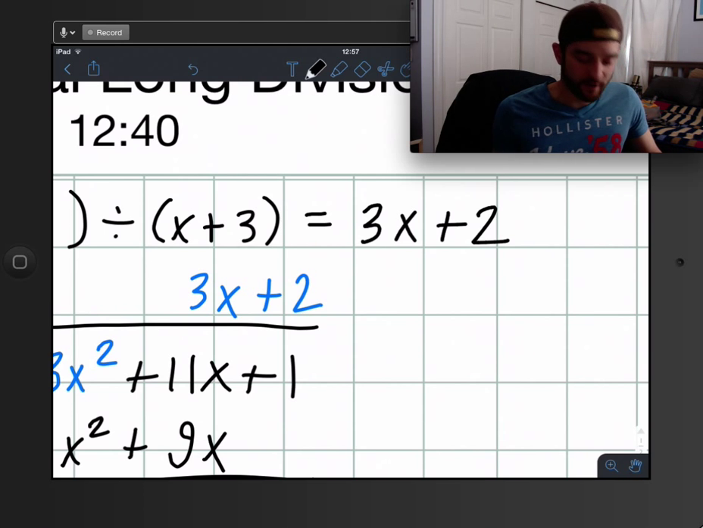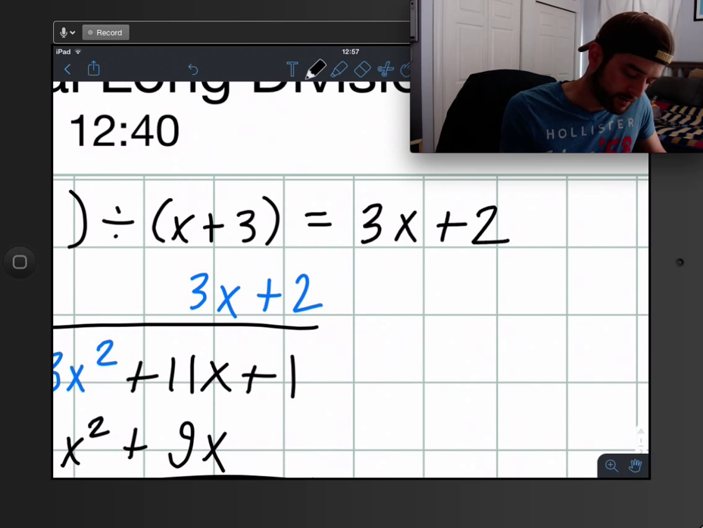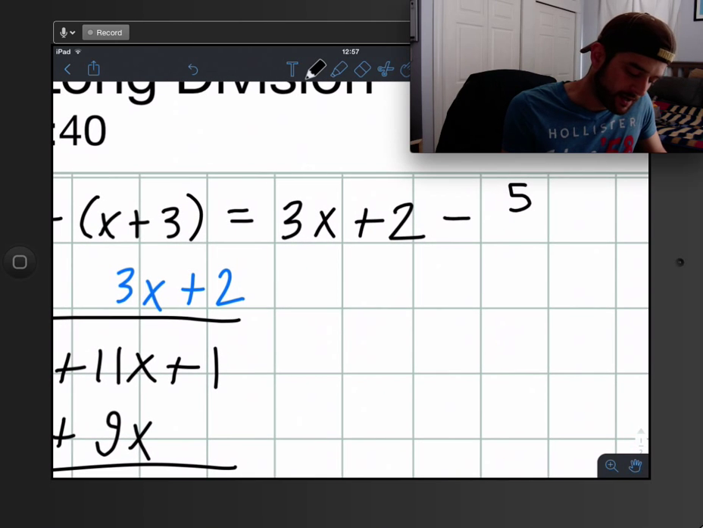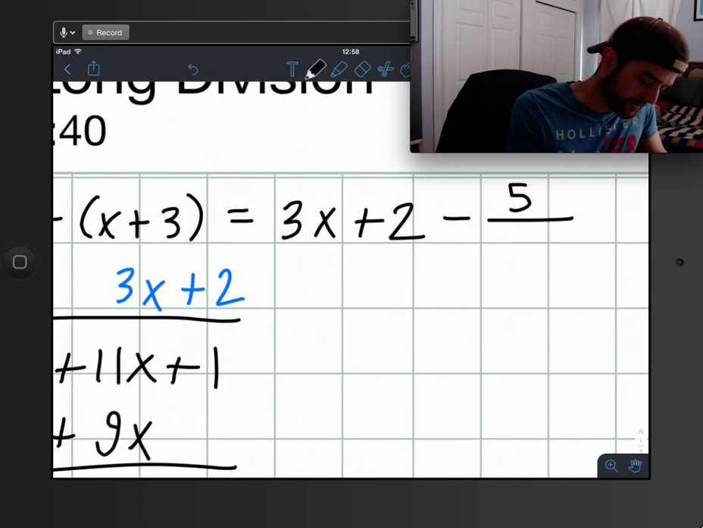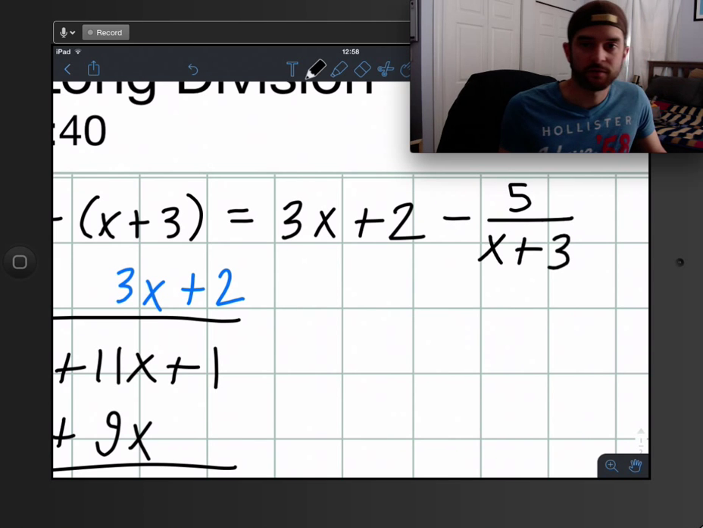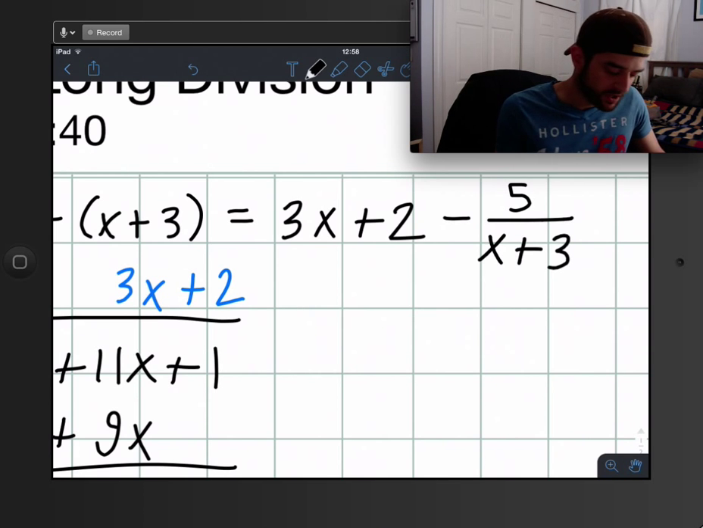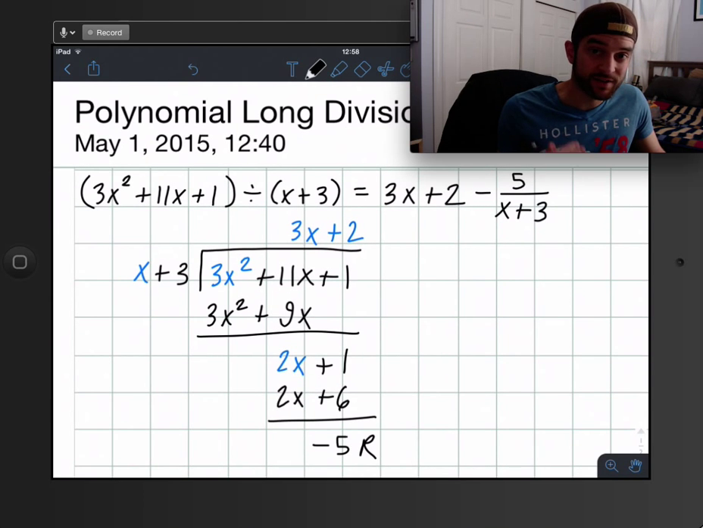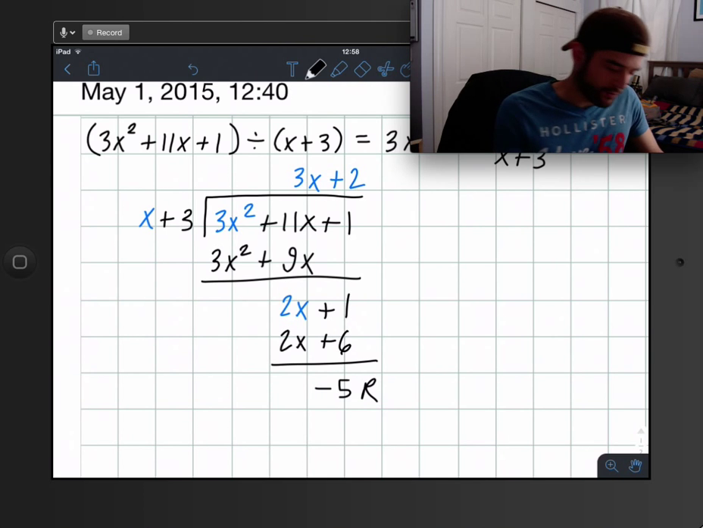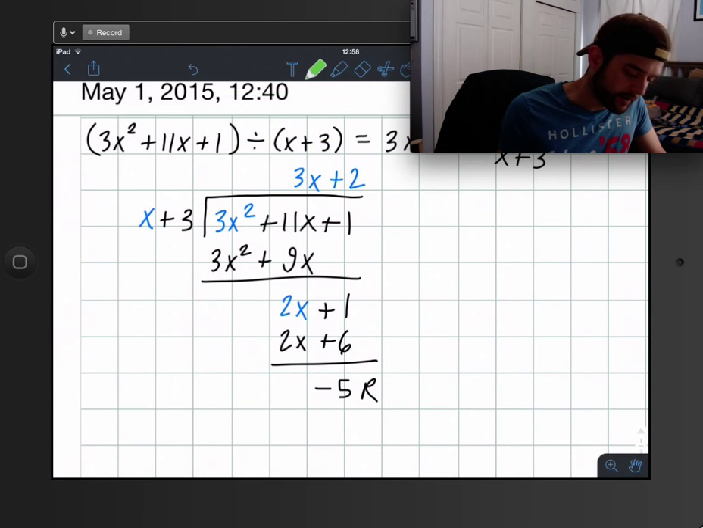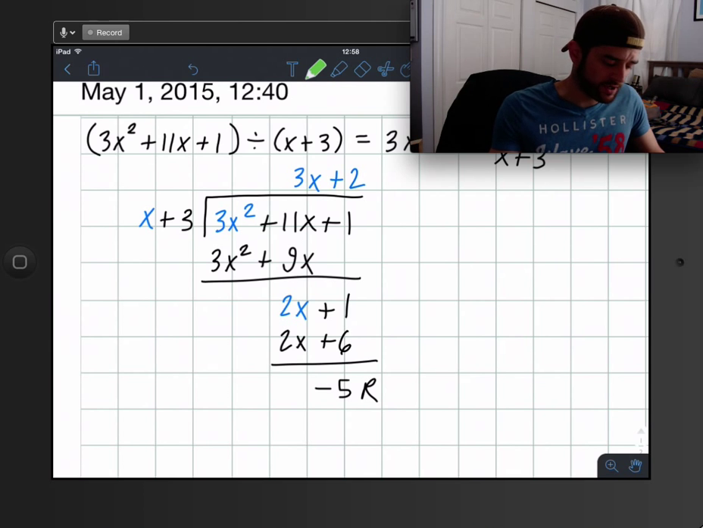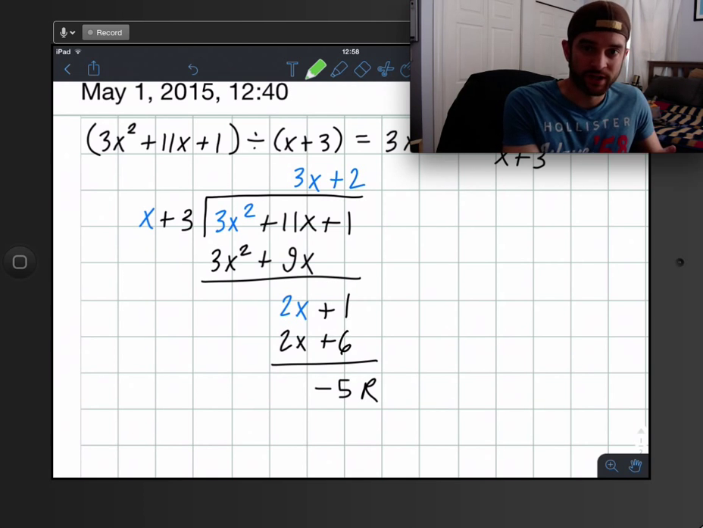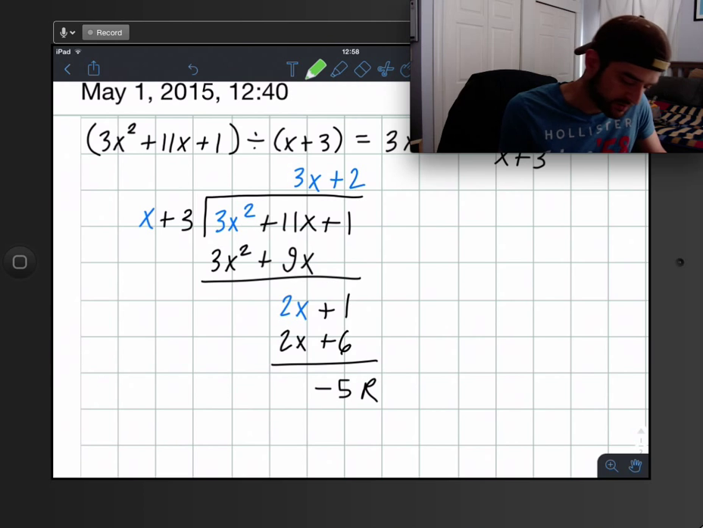But because of the remainder theorem, I have to take my remainder, which is negative 5, and put that over the divisor and just stick it on the end of it. So we get 3x plus 2 minus 5 over x plus 3. Now, just to show you why that works, I'm going to check it down here. If that is the quotient of this division problem, if I take the quotient and multiply by x plus 3, I should get what I started with, 3x squared plus 11x plus 1.